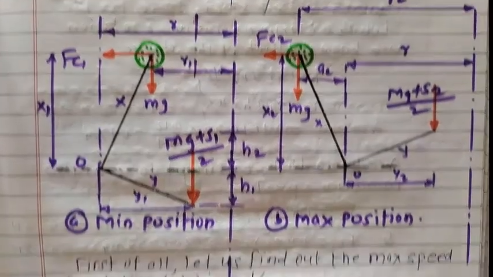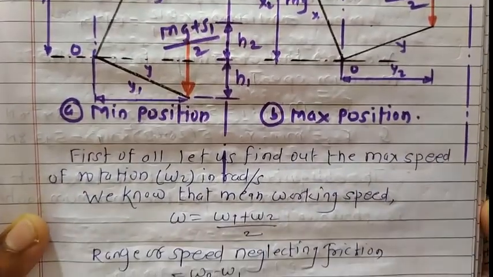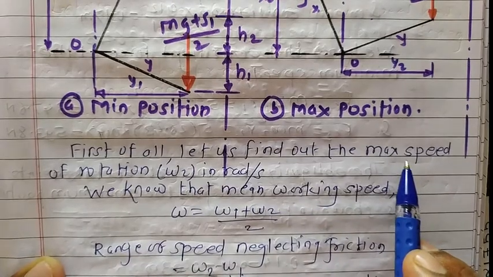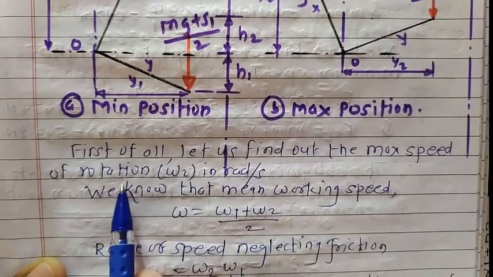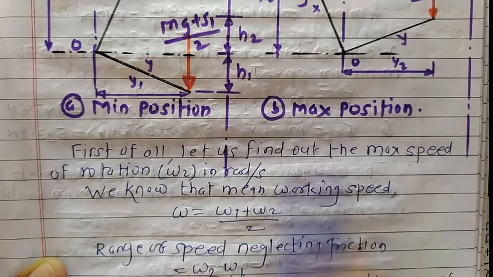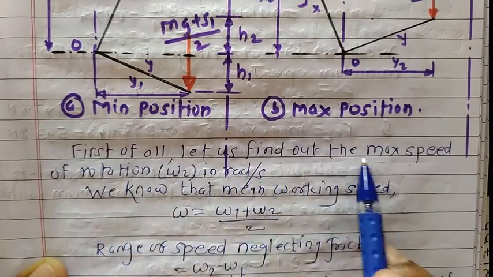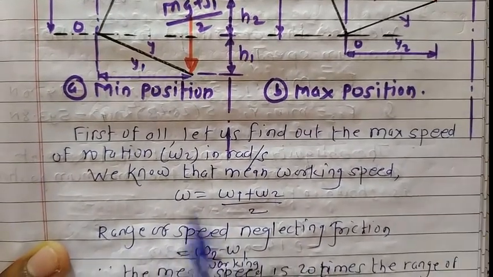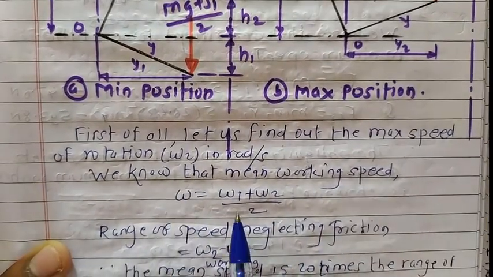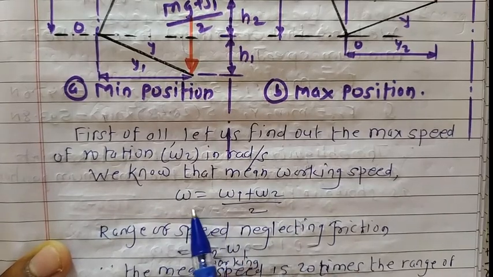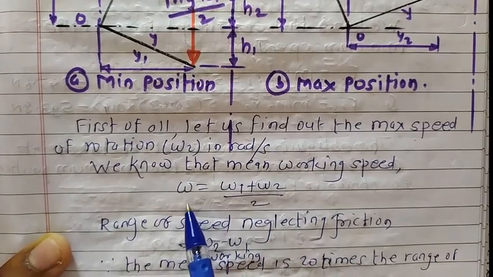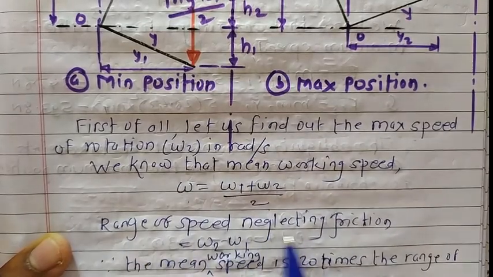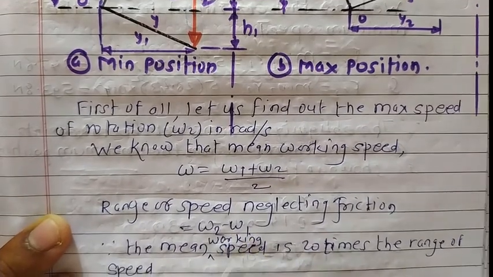Then just move towards the given points. First of all, let us find out the maximum speed of rotation, omega 2, in radian per second. We know that the mean working speed in this problem can be calculated like this: omega equals omega 1 plus omega 2 by 2. So the range of the speed, neglecting the friction, is omega 2 minus omega 1.